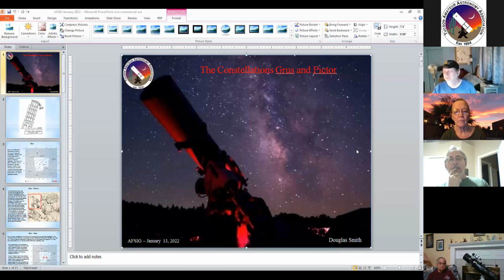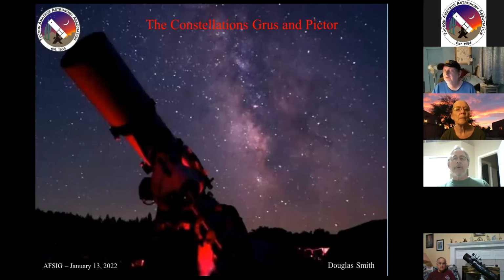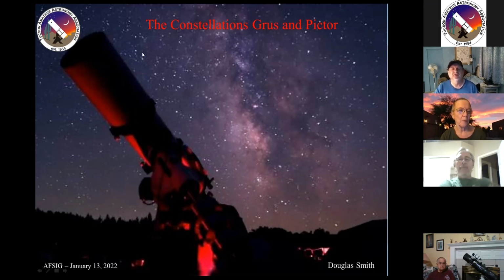Okay. Let's put it in. So one of your scopes, Doug? Okay. No. That looks like the 9-inch out at CAC, or is that something at the Texas Star Party? I've been using that picture on a lot of my presentations as a starting point. So tonight I'm going to cover the constellations Grus and Pictor, which are both in the southern hemisphere. Okay, that's nice.